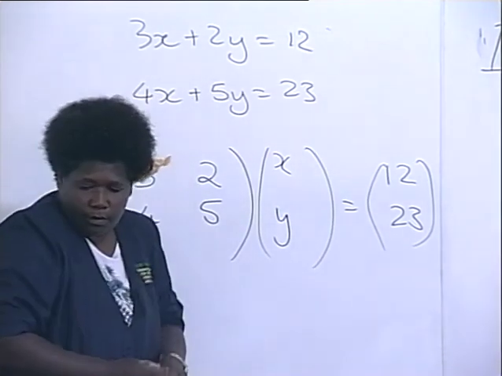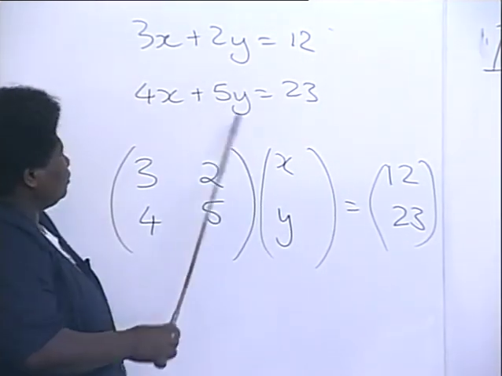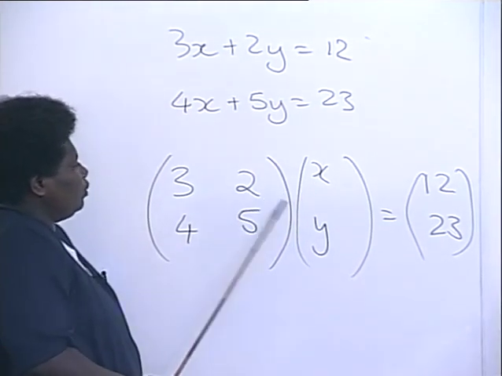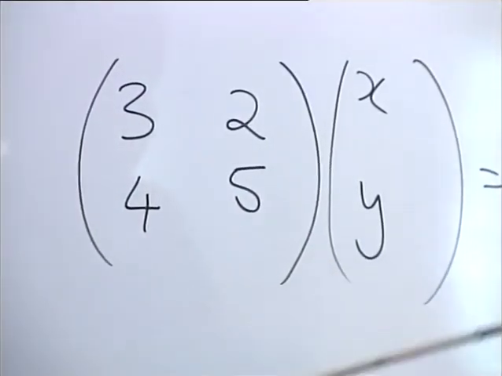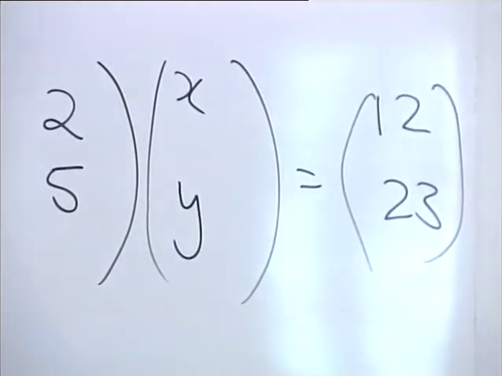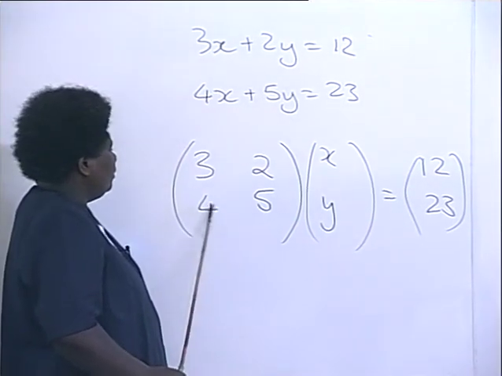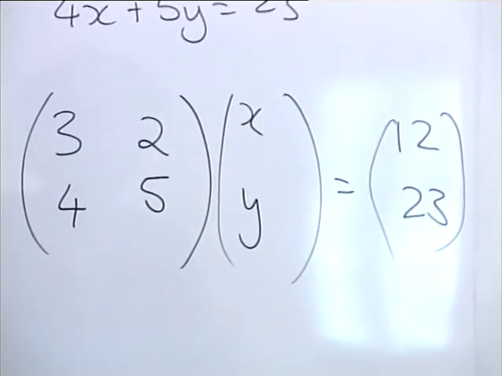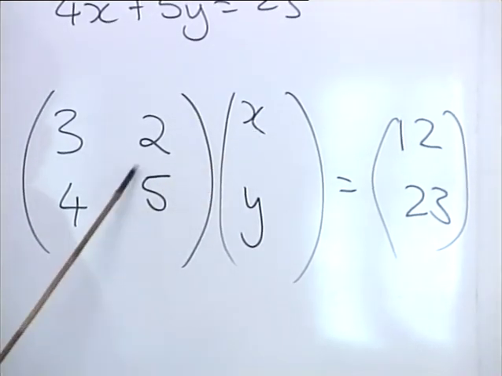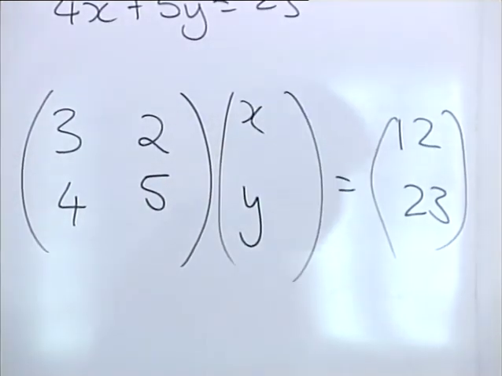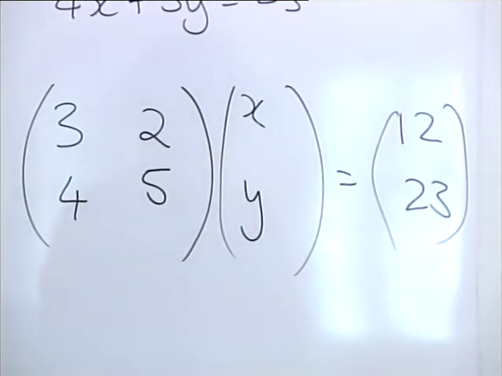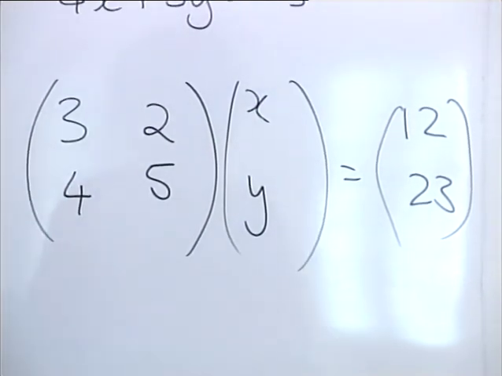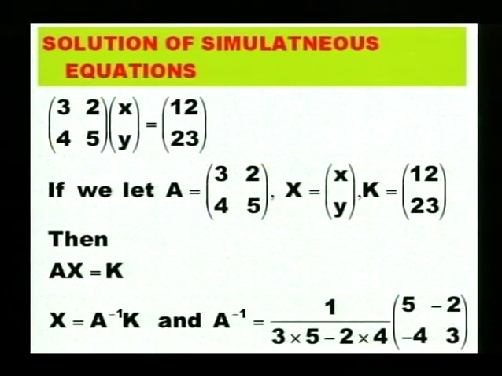Okay, if you multiply, just to go back to this, you will get 3x plus 2y, remember how we multiply, equals to 12. And 4x plus 5y is equal to 23. Okay, what we do is we use the idea of the inverse. So what we do is we let A equal to 3, 2, 4, 5, and x equal to x, y.